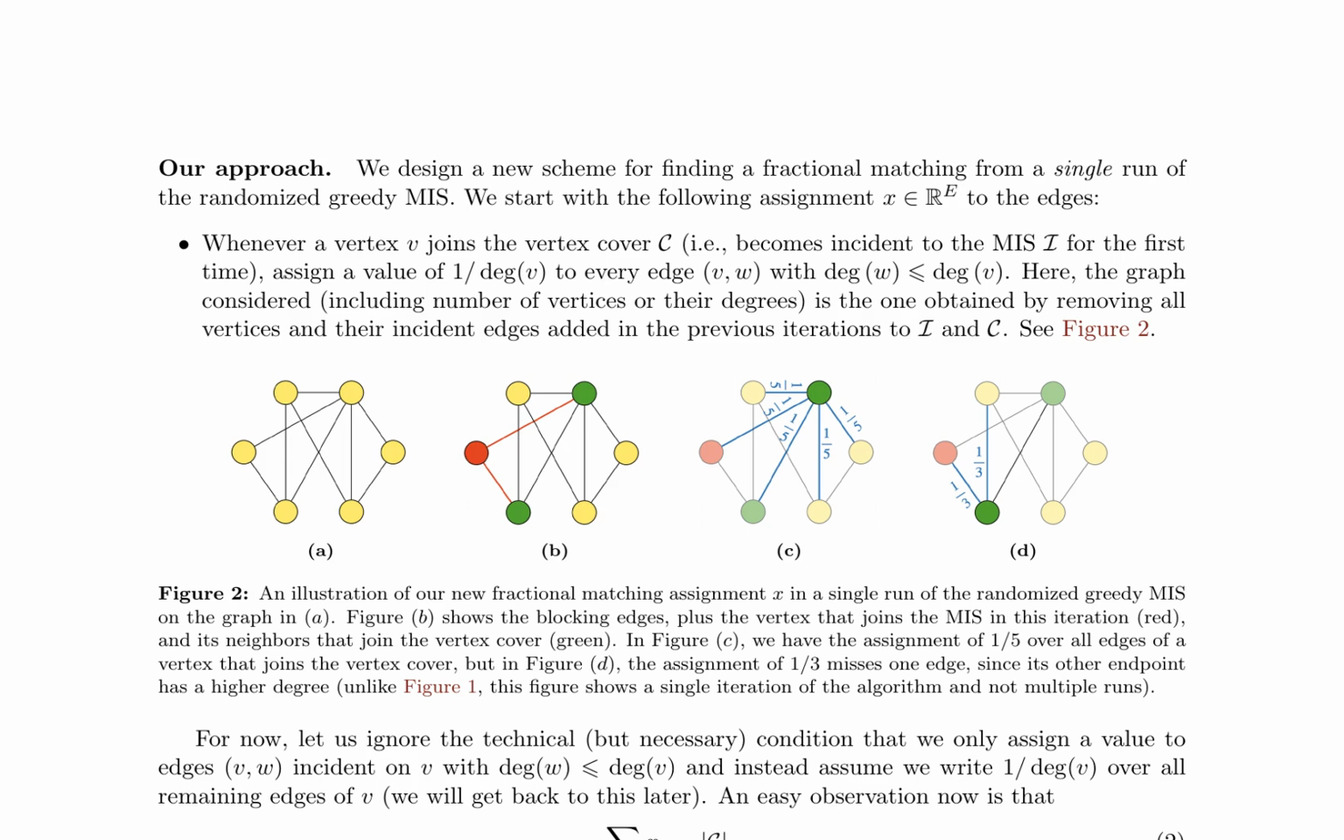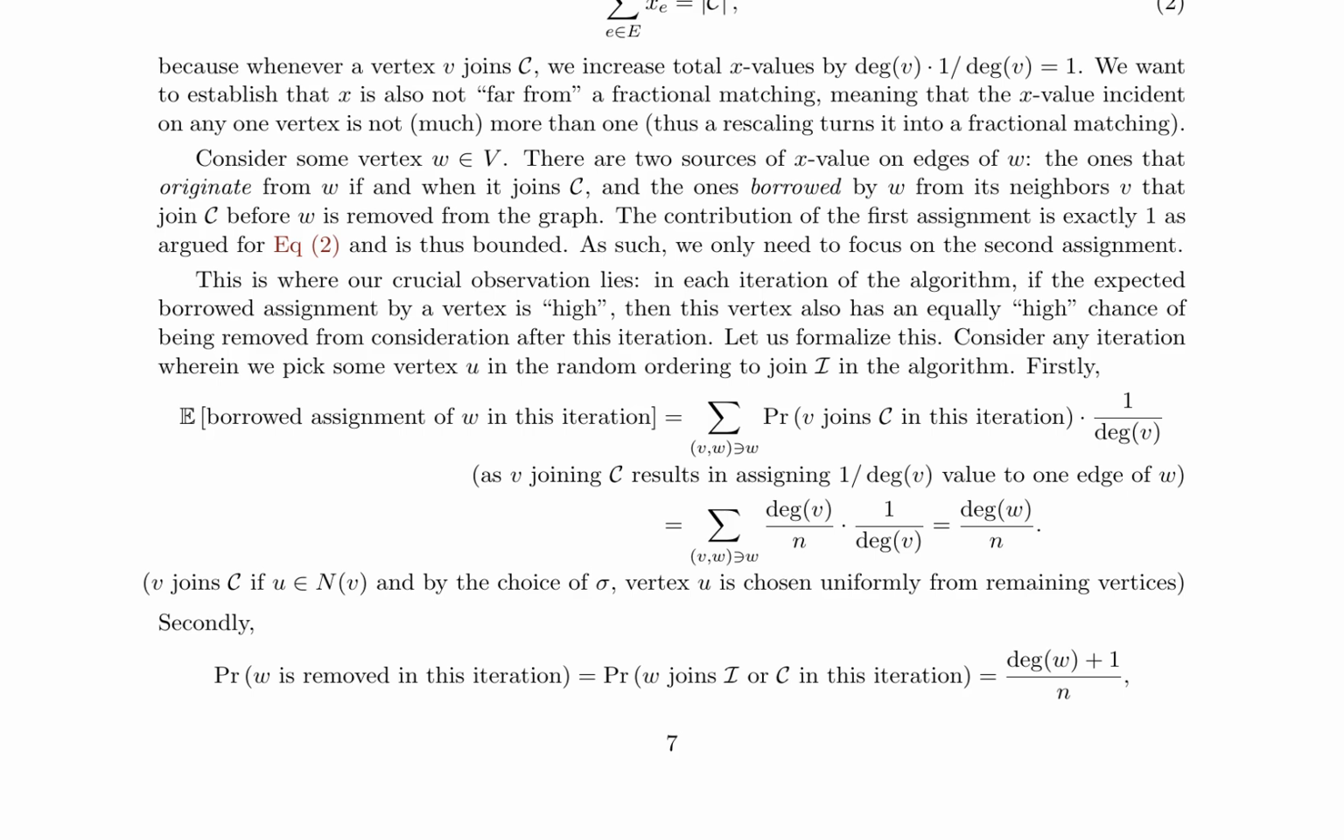In each iteration of the algorithm, if the expected borrowed assignment by a vertex is high, then this vertex also has an equally high chance of being removed from consideration after this iteration. This is formalized by considering any iteration where a vertex U is picked in the random ordering to join I in the algorithm. The expected borrowed assignment of W in this iteration is calculated as the sum of probabilities of V joining C in this iteration, multiplied by 1/deg(V), over all edges (V, W) incident on W. This sum equals deg(W)/n.